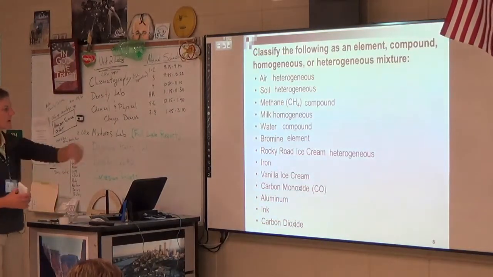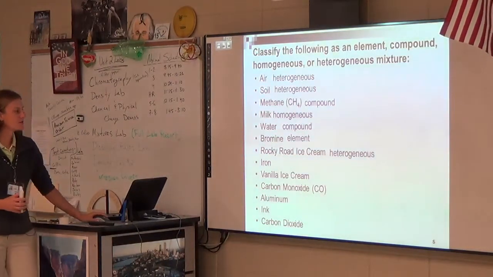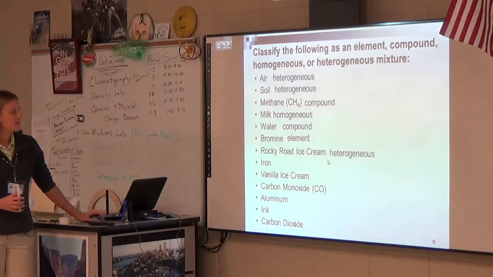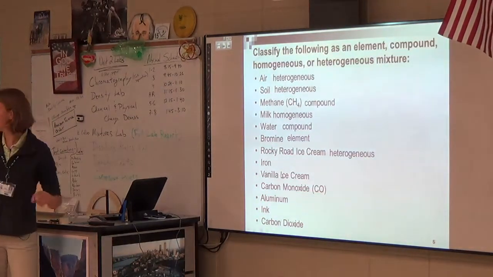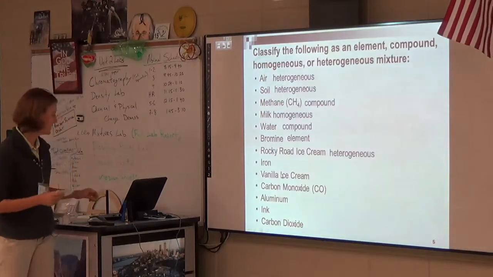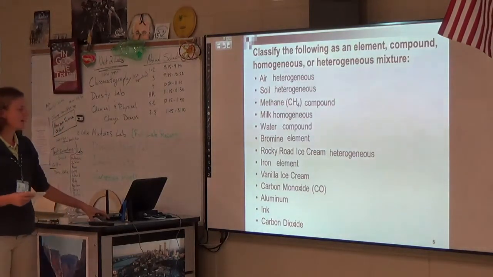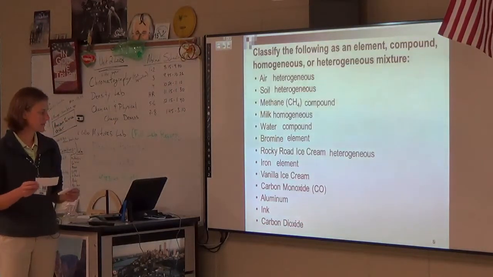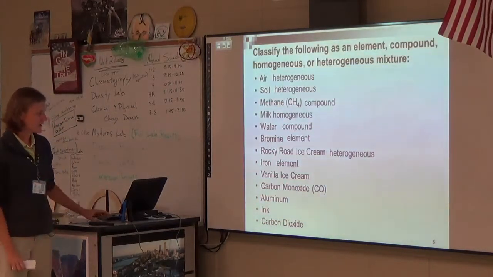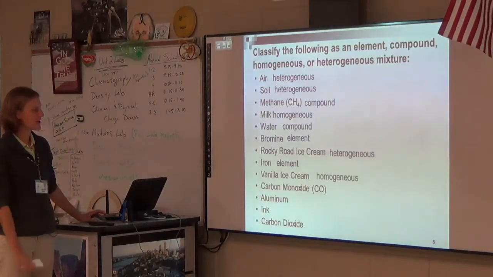All right, we already did Rocky Road ice cream. That was heterogeneous. Definitely a mixture, kind of random. Iron. All right, iron is an element. It is up there on the periodic table of the elements, so it must be a pure substance, must be an element. Homo. It's homo.